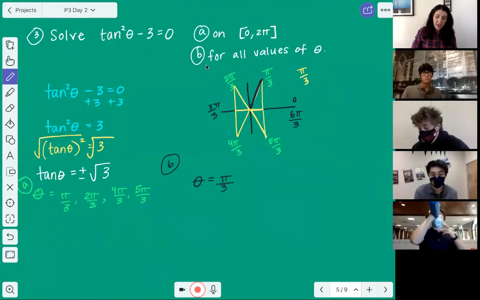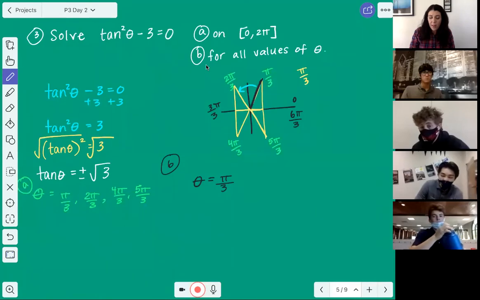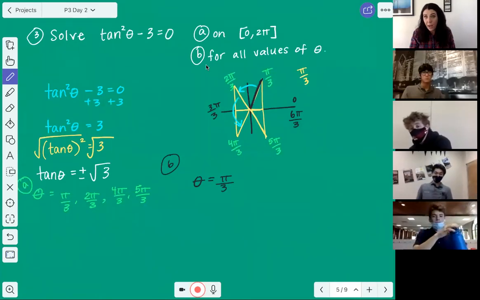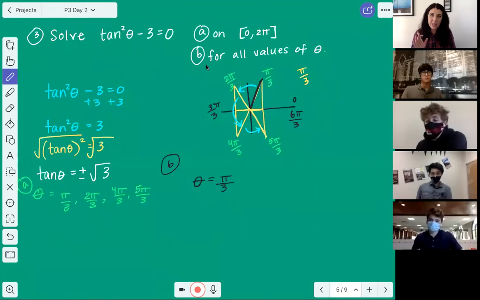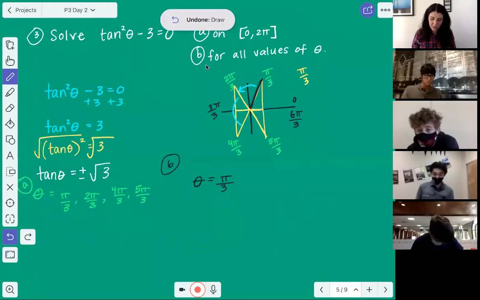Let me explain that. If I went from pi over 3 to 2 pi over 3, that's only 1 pi over 3 away. And then if I were to try to get to the next angle, I would have to travel 2 pi over 3 away. And then I would only travel 1 pi over 3 away again. So that's not equidistant. It's not the same distance to go between those angles.